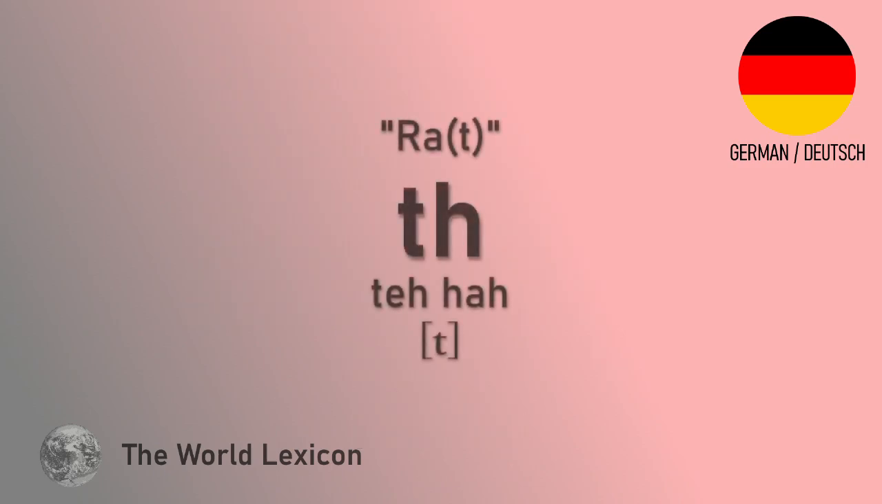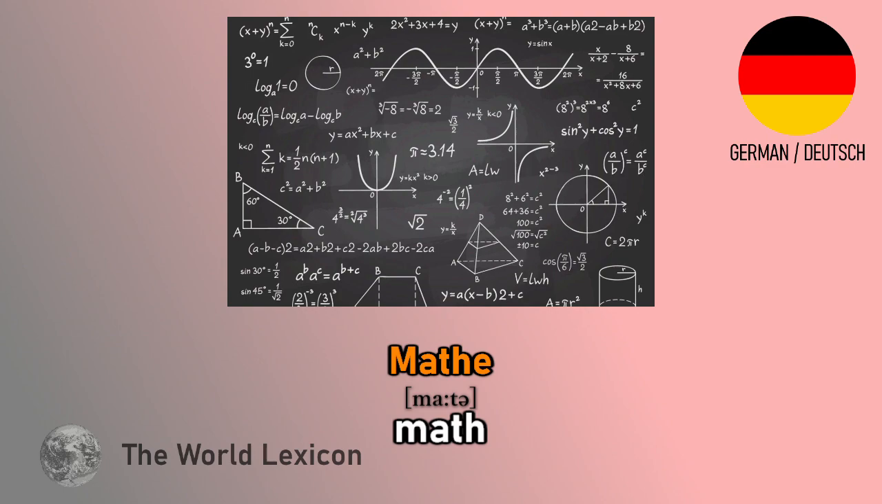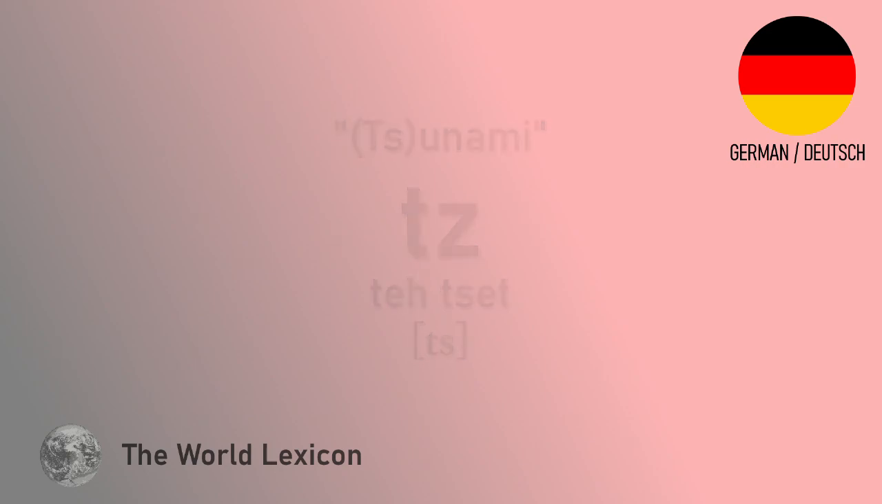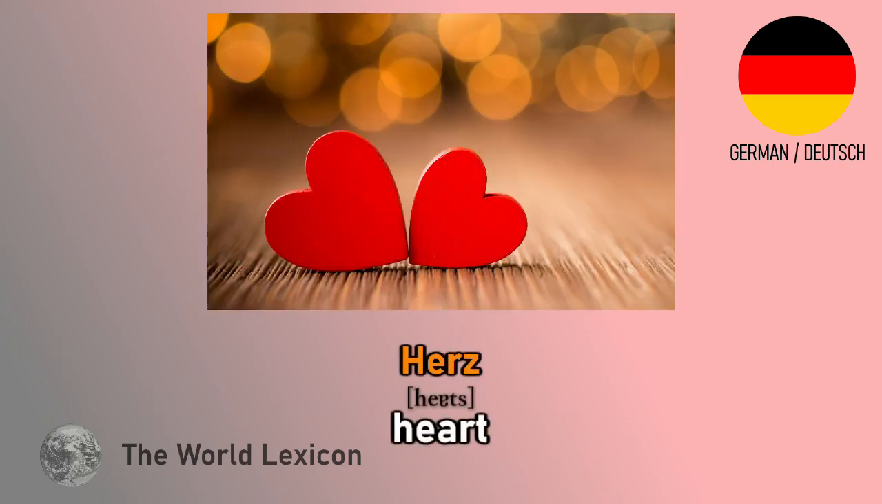This is te-ha, which ends up being another hard T sound. Mate. This is te-zet, in which the T is silent. Herz.